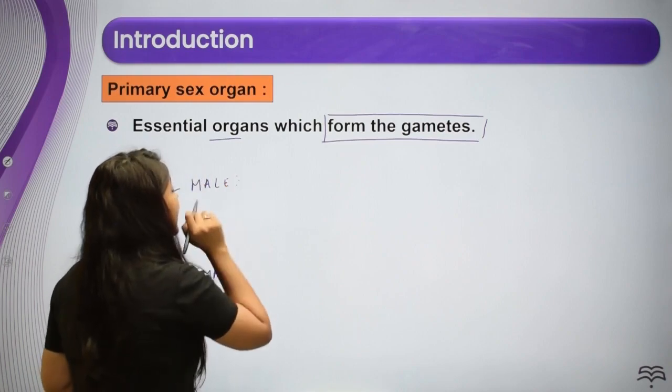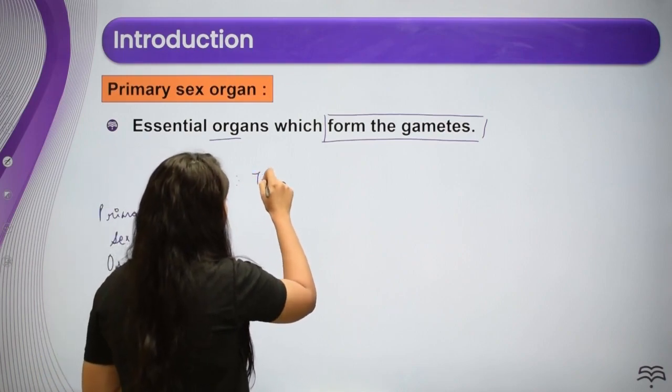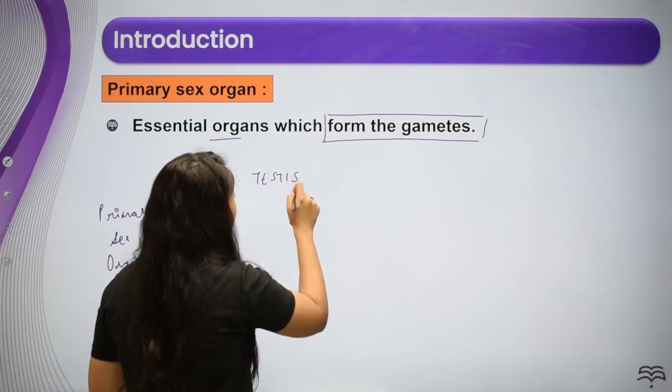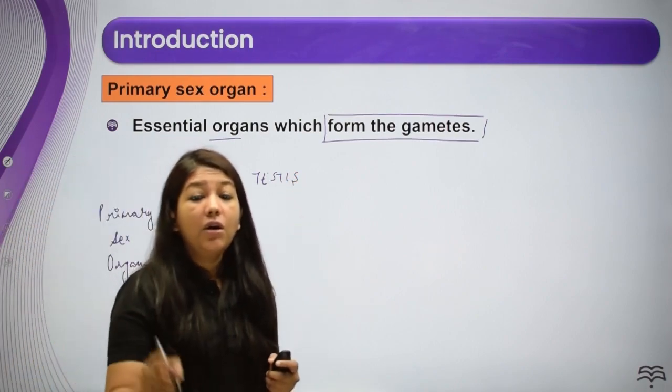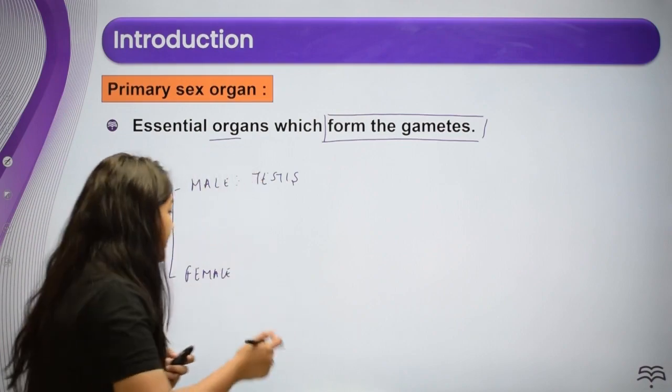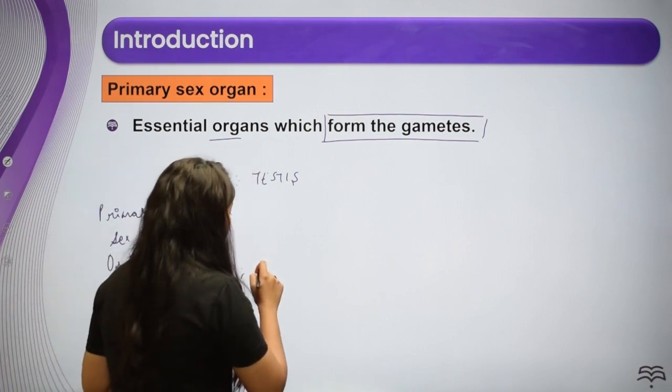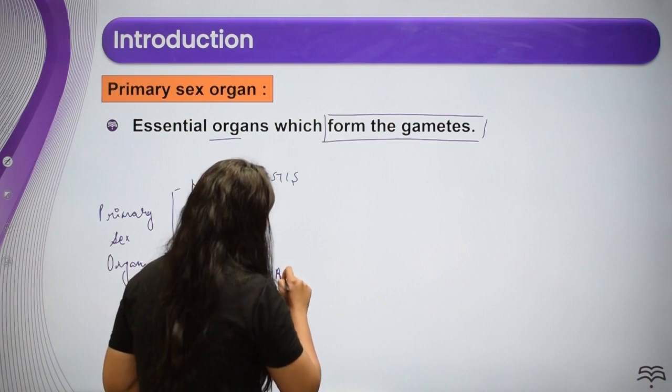In case of male, it is going to be testes, because here what is happening? The formation of the gamete is happening. And what are primary sex organs? Where or which are going to form the gametes. And in case of female, it is going to be ovary.